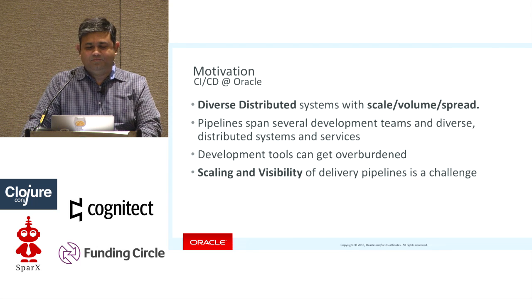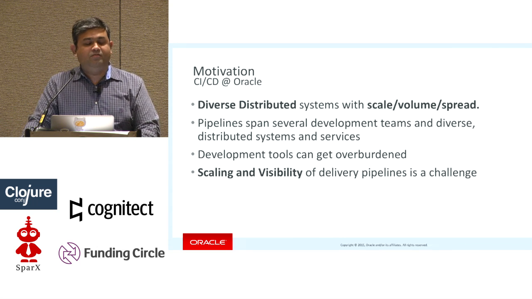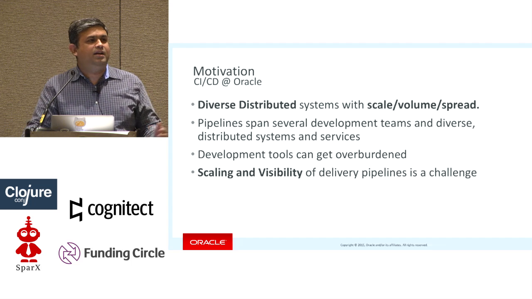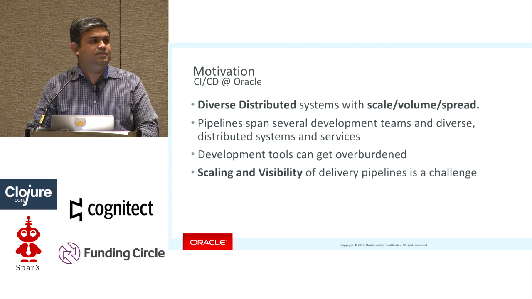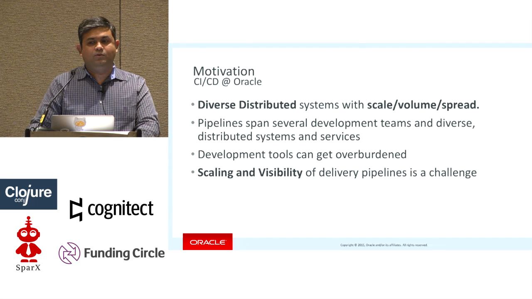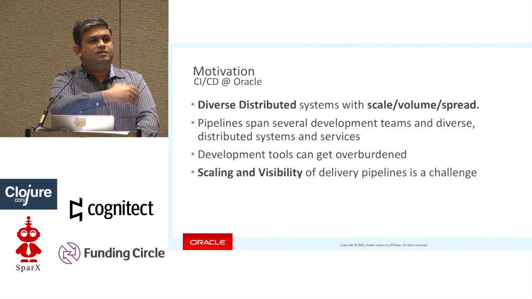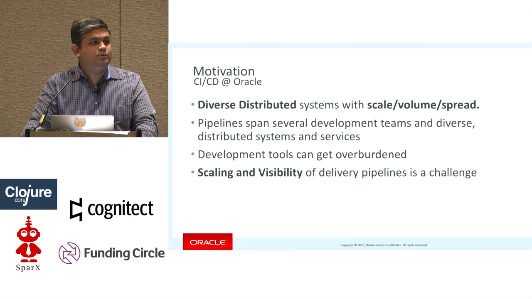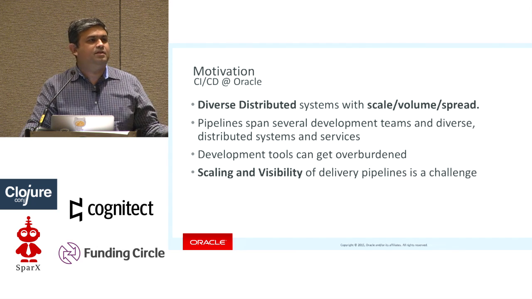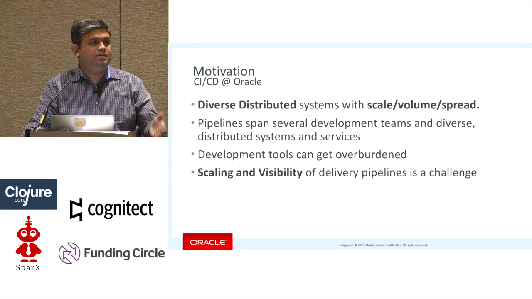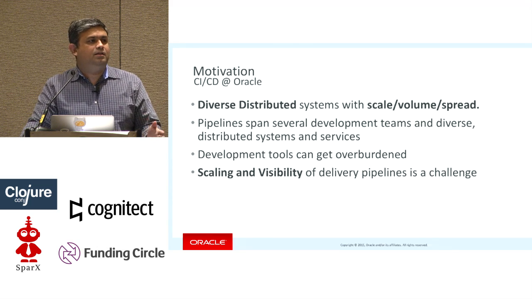And the scale and the visibility of any one of these pipelines is a little hard to do because there's a lot of heterogeneous things that you need to look at. And so visualizing them across the board becomes a bit of an issue. And those are the 4 or 5 basic points that we started off with when we started doing serious CI/CD from a corporate perspective at Oracle.